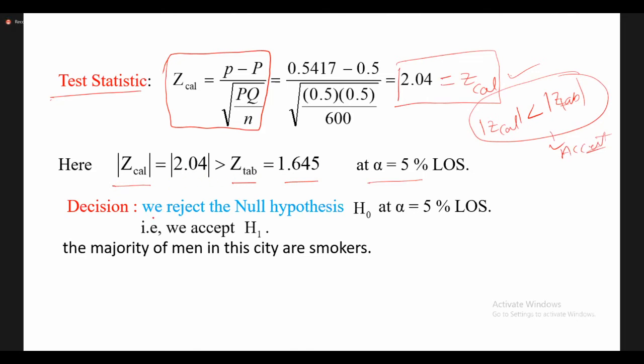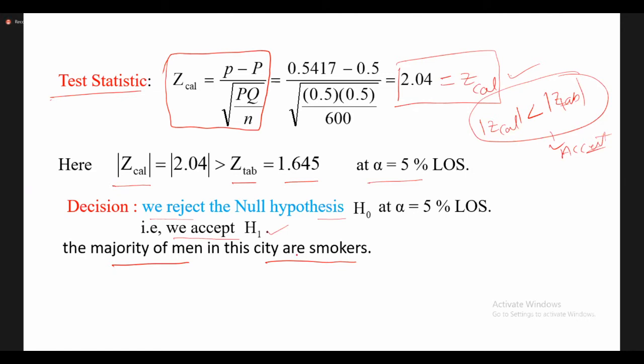So, what is the conclusion? We reject the null hypothesis H naught. That means we accept the alternative hypothesis. What is the alternative hypothesis? The majority of men in the city are smokers. That is the statement.